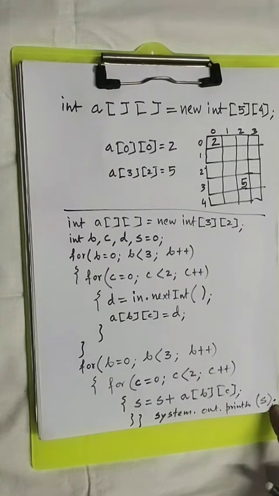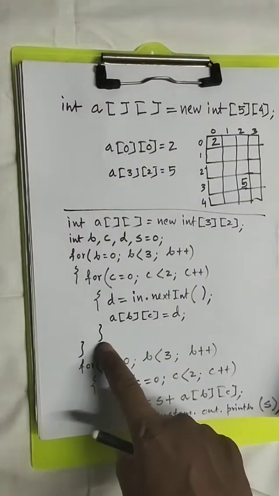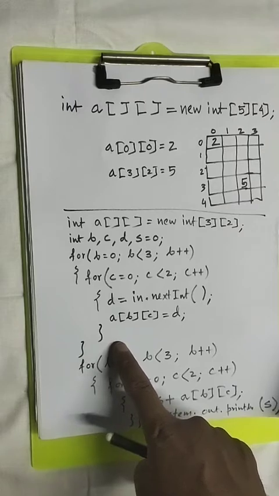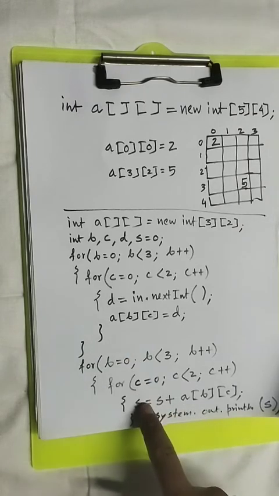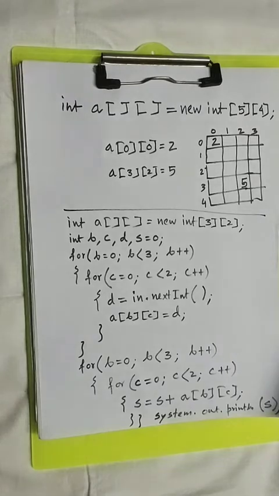Hope you understand how to create a double subscripted array and how to input numbers in the double subscripted array. After taking input, till this we have taken input the numbers in the array. After taking input, here we have again accessed the numbers from the array and calculated sum of every element in S, and finally after finishing this we have printed the value of sum which is in S. Hope you understand this.